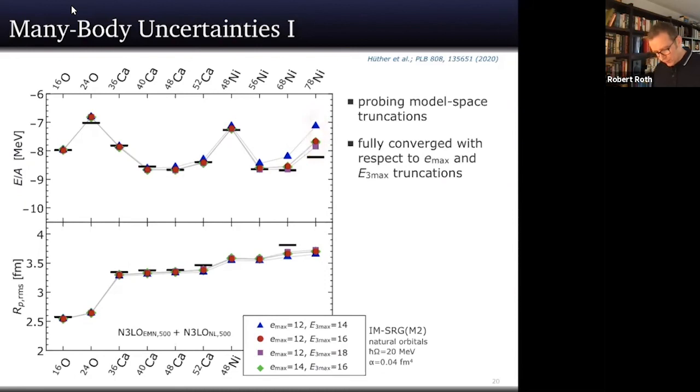So here the blue symbols, which are the only calculation which has this Emax 14 parameter, so that's a pretty restrictive truncation on the three-body force, that is off. And if you go with the same two-body with the same single particle basis size to larger E3max 16 and 18, that's the red and the purple symbols here, you see that comes down. And actually that's the reason for the problem that we discussed before with nickel 78.